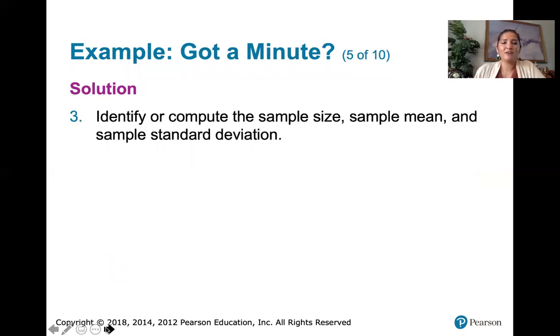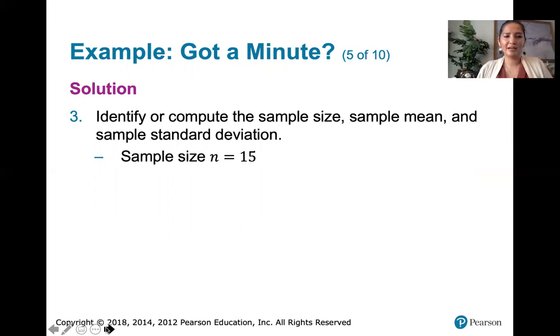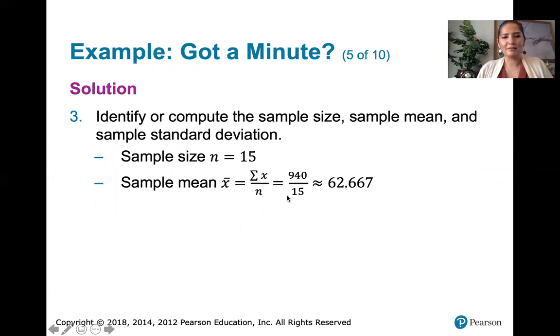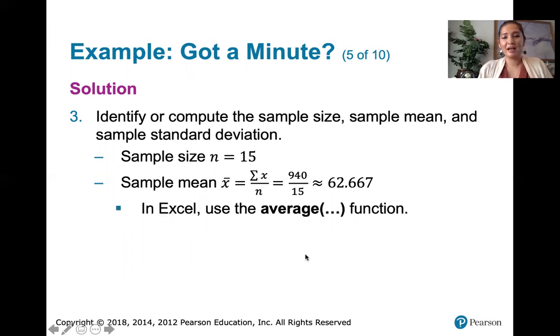Now we want to identify or compute the sample size, the sample mean, and the sample standard deviation. Our sample size is n equals 15, and our sample mean turns out to be 940 over 15. We just add all the x's together and divide by the sample size, and that's approximately 62.667. In Excel, if we wanted to find the sample mean, we can use the average function.